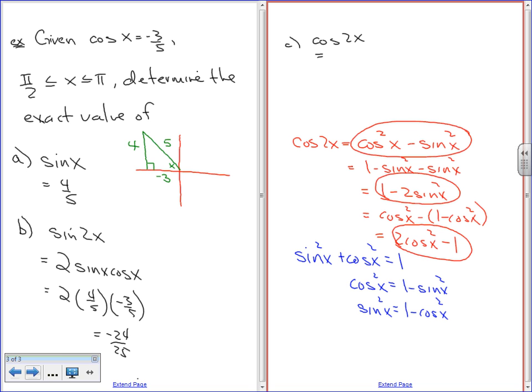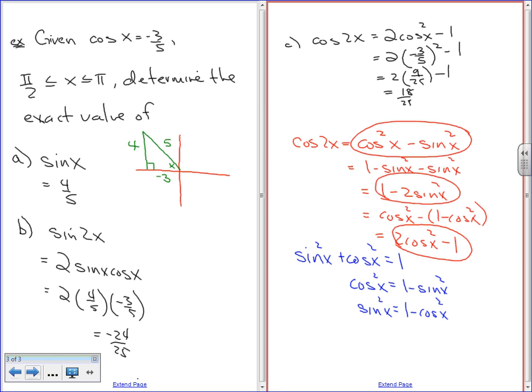If I was doing it, I would use the one using the cosine because the original question gave me the information about the cosine, and then that way I don't have to rely on myself for getting the sine right. So the cosine of 2x is equal to 2 times the cosine of x squared minus 1. They gave me that the cosine of x is negative 3 over 5. Now it's just a matter of figuring this out. Negative 3 over 5 squared is 9 over 25.